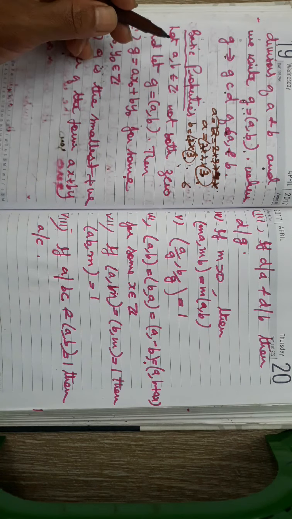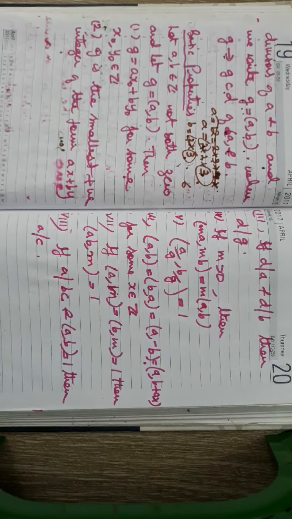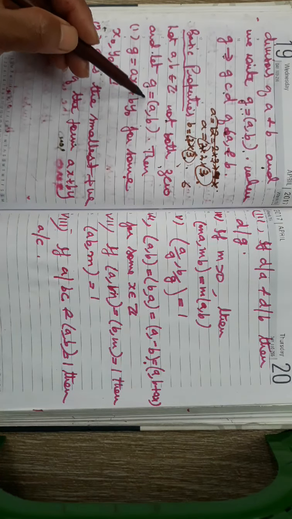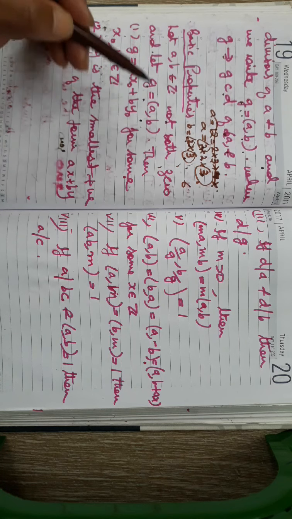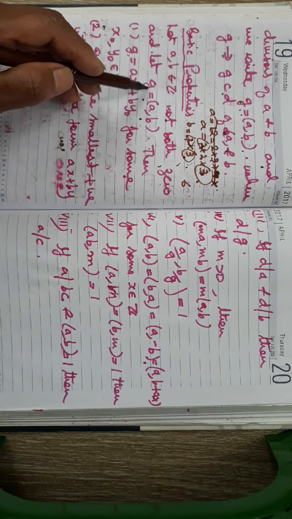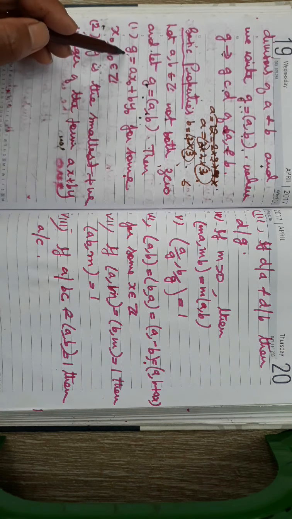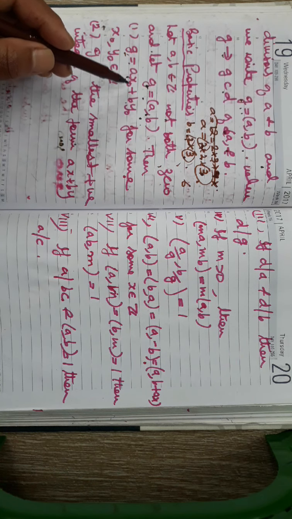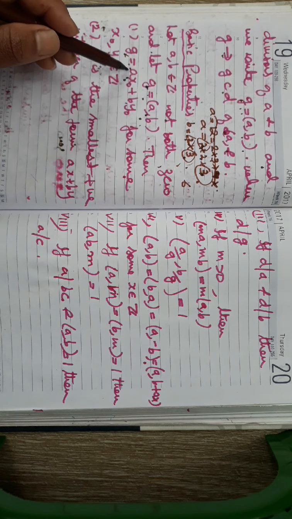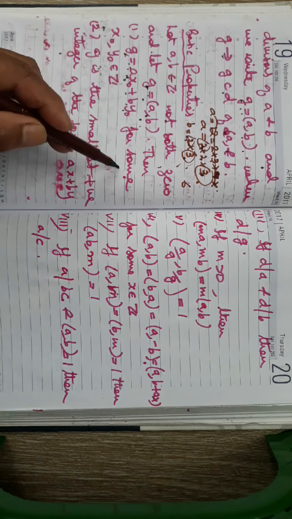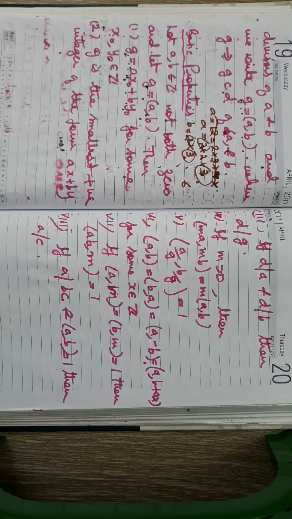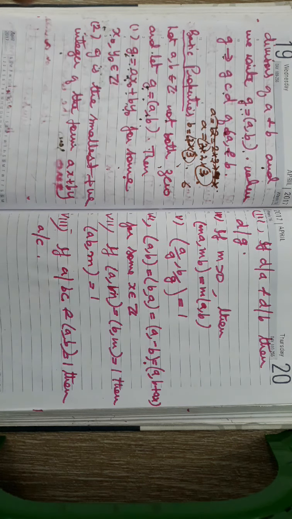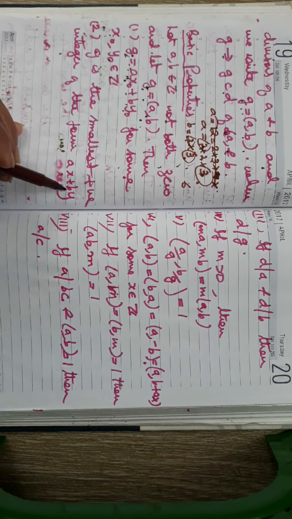And here are some of the basic properties of g.c.d. If a and b belong to the set of integers, not both 0, and let g stand for the g.c.d of a and b, then this g can always be expressed as a linear combination of a and b, that is g is equal to a x naught plus b y naught for some x naught, y naught belonging to the set. And g, this greatest common divisor, will be the smallest positive integer of the form ax plus by.